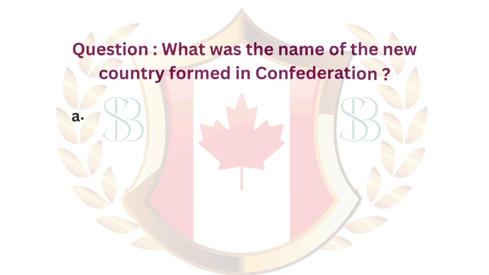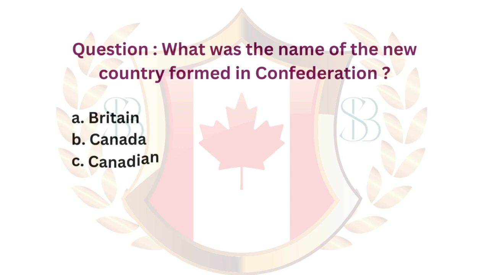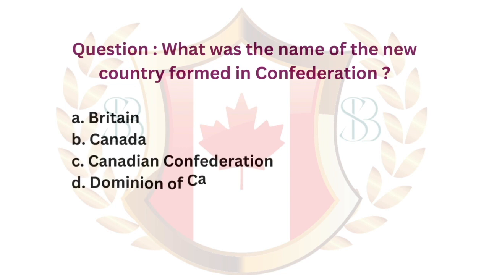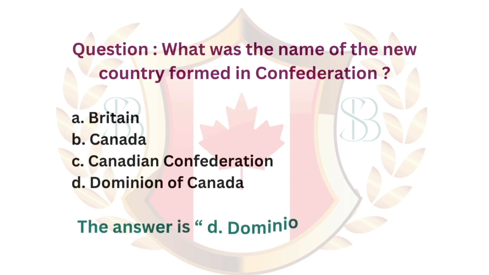Question: What was the name of the new country formed in Confederation? A. Britain. B. Canada. C. Canadian Confederation. D. Dominion of Canada. The answer is D. Dominion of Canada.